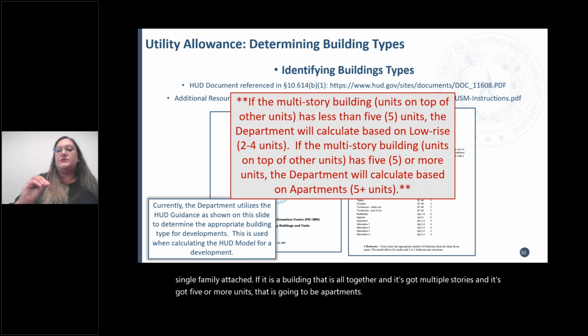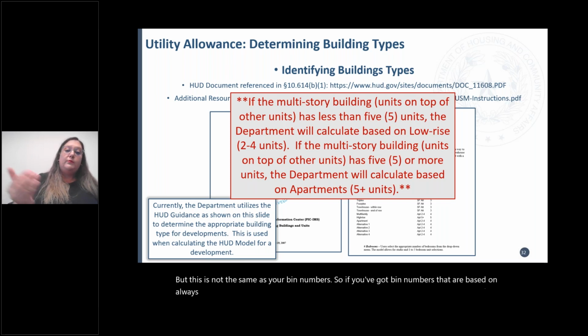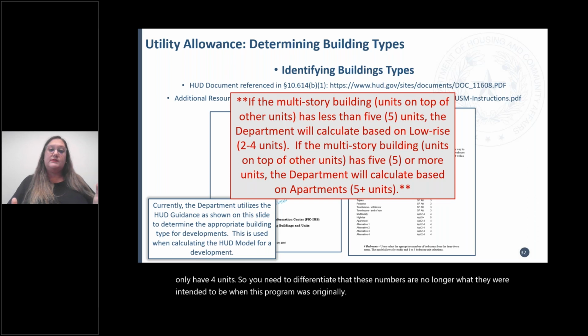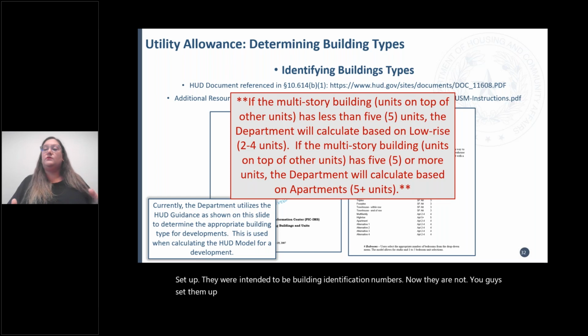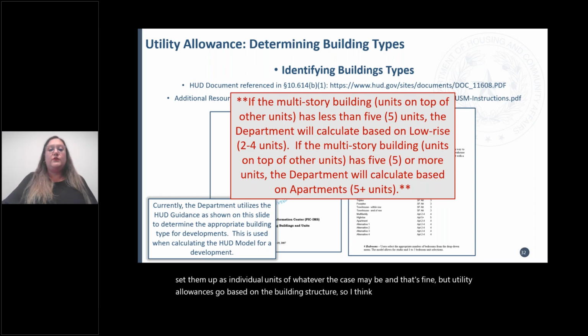This is not the same as your bin numbers. So if you've got bin numbers that are based on hallways, but it's all one building, that's apartment 5+, even if one of those bins or hallways only has 4 units. So you need to differentiate that bin numbers are no longer what they were intended to be when this program was originally set up. They were intended to be building identification numbers. Now they are not. You guys set them up as individual units and whatever the case may be, and that's fine. But utility allowances go based on the building structure. So I think that's where some of the confusion happens here.